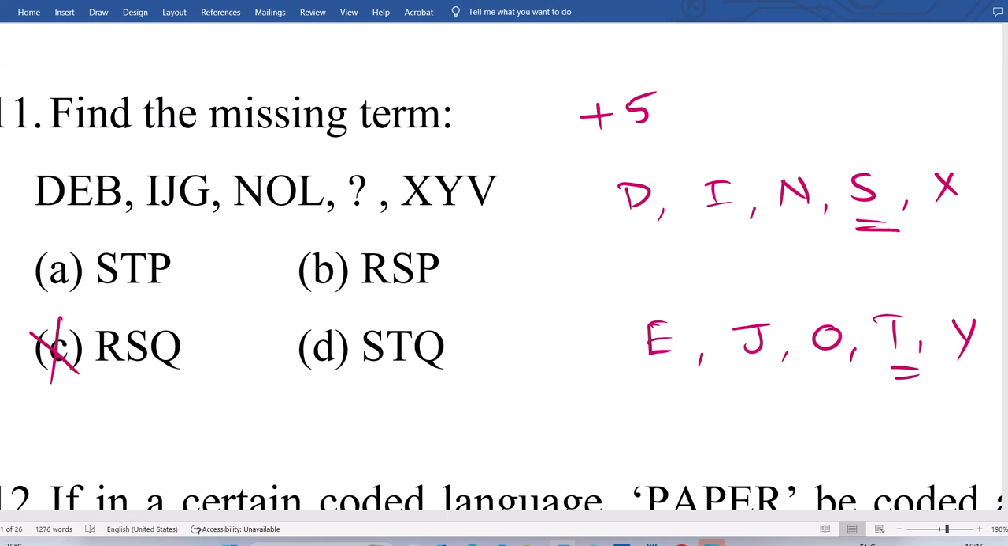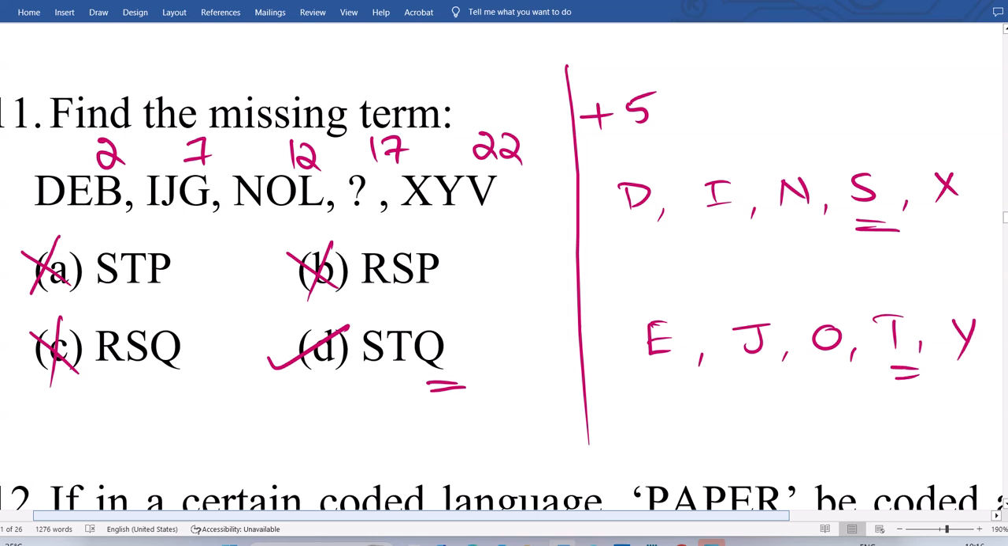Okay, that's there in many two options. The last letter also plus 5: 2, 7, 12, 17. 17 means Q is required. Then 22. So all are plus 5 logic simply. Plus 5 we have to apply.